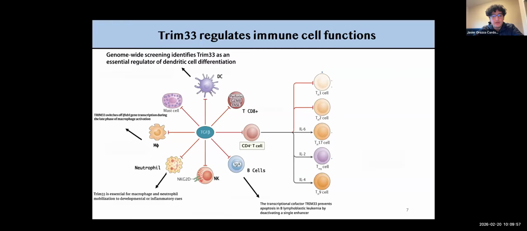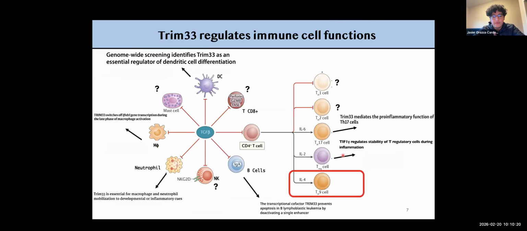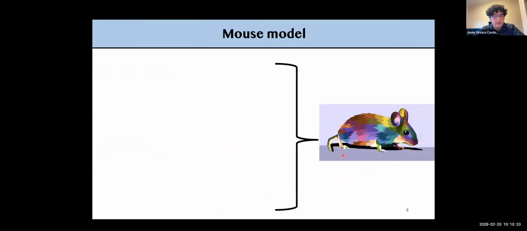In B cells, it is important for preventing apoptosis, and specifically within CD4 T cells, we know that TRIM33 regulates the pro-inflammatory profile and stability of Th17 cells, and as Paula already explained during her talk, it regulates the stability of Tregs during inflammation. We don't know what is happening with the rest of the cells, but in this project we focus on the Th9 cells. Given the importance of TGF-beta in the generation of these cells, and that this non-canonical pathway is unknown, we wondered what the role of TRIM33 was in Th9 cells.